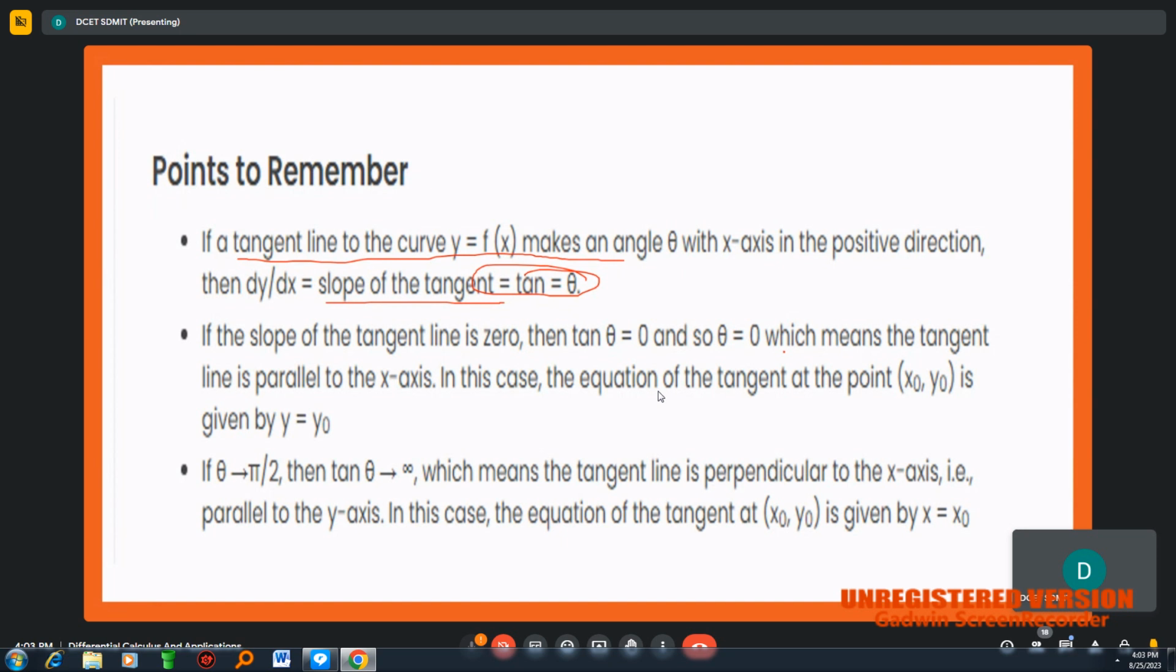In this case, the equation of the tangent at the point x naught, y naught is given by y equal to y naught. If theta is equal to pi by 2, then tan theta is infinity. If tan theta is infinity, the tangent is perpendicular to the x-axis, that is, parallel to the y-axis. In this case, the equation of the tangent at x naught, y naught is given by x equal to x naught. When parallel, y is equal to y naught. When perpendicular, x is equal to x naught.